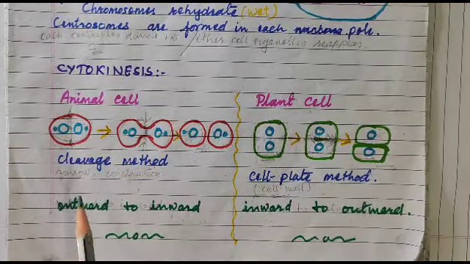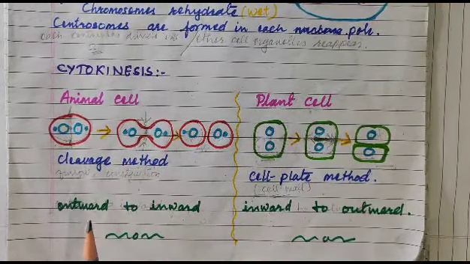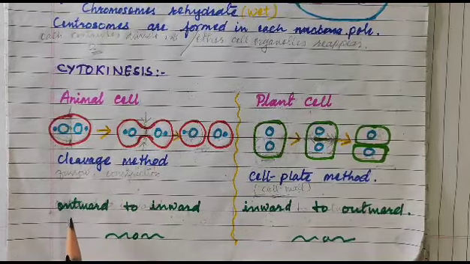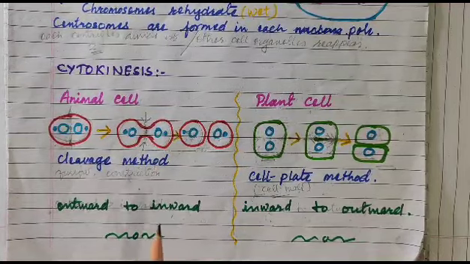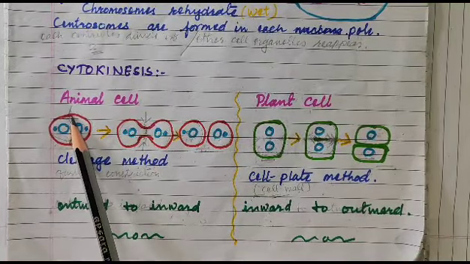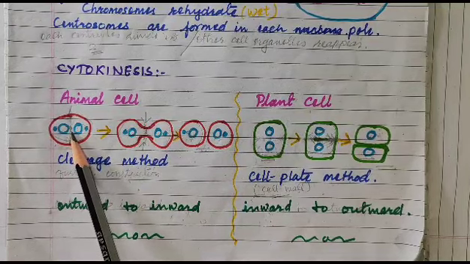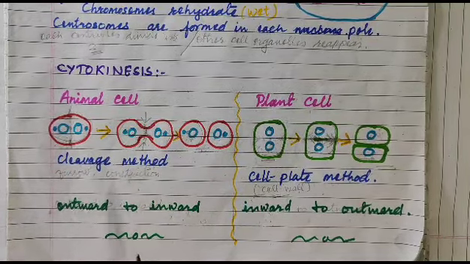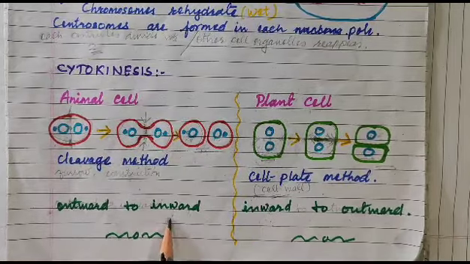Okay, in animal cell. Now what we have seen in cleavage method is, in animal cell, cleavage is forming from outward to inward. In the beginning it appeared on the outside wall, then it started moving inward, from outward to inward. Okay, that is how cleavage is formed in animal cell, outward to inward.